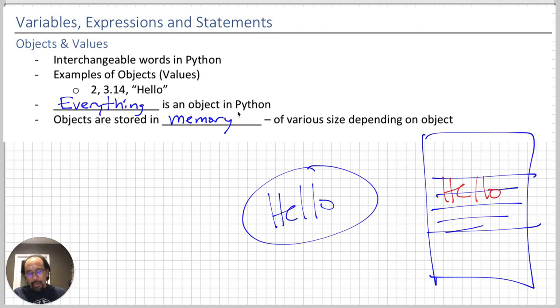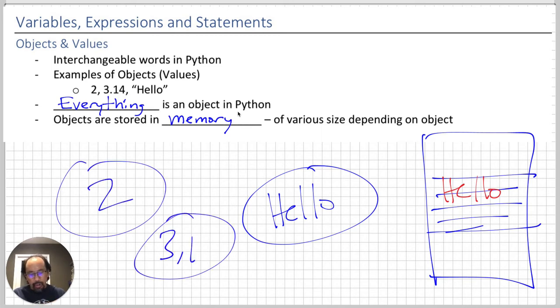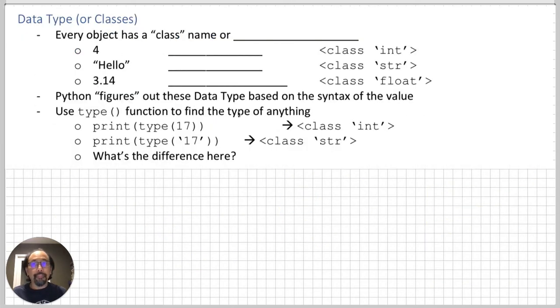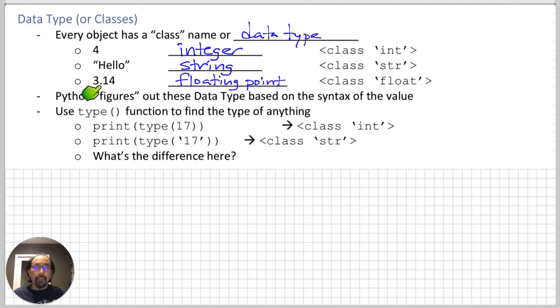Okay? So maybe this is the object 2. This is the object 3.14. Now, every object in Python has a class name or a data type. And I'm going to use this word data type a lot in this class. The data type of the object 4 is an integer. The data type of this word that you see right here is what's called a string. The data type of this number here is called a floating point. It has a decimal point there.